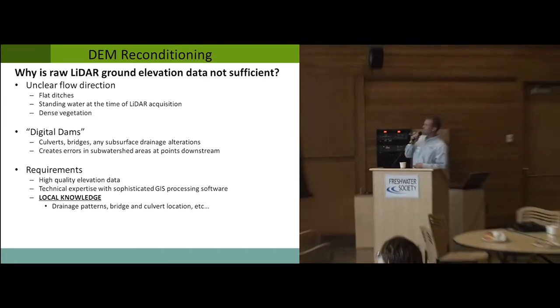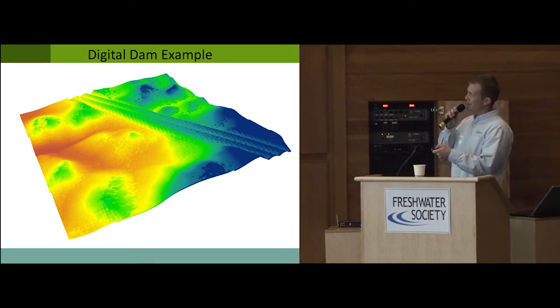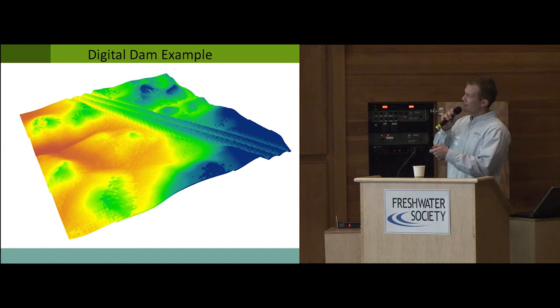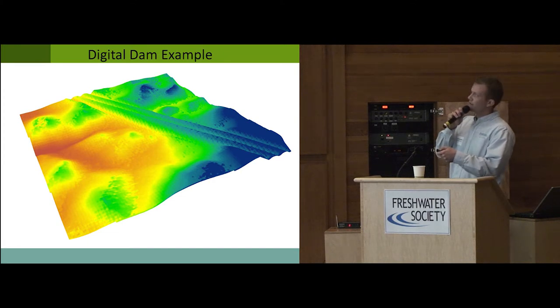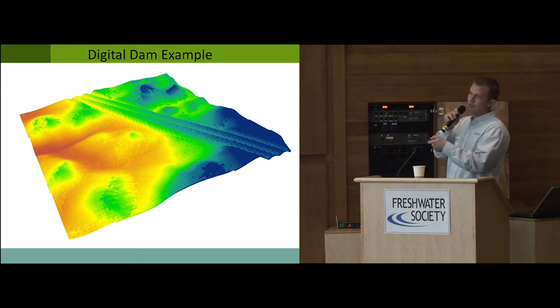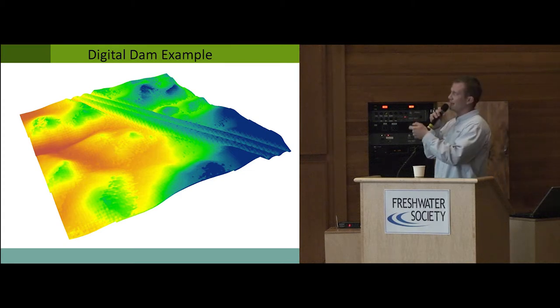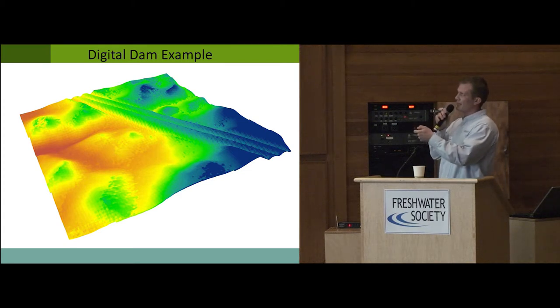Now, this is just an example of what a digital dam actually is in the landscape. This is Interstate 94. It cuts through our project area. You can see the two lanes of traffic, and we know that there's a fairly sizable structure that exists under the road at this location. You can see the browns correlate to low elevations. You work your way up through the yellows to the blues to high elevations. What the computer would actually interpret, if you didn't go through the reconditioning process, is that flow would accumulate, hit this road, and continue along the road, causing errors in the hydrologic parameters as you move downstream.